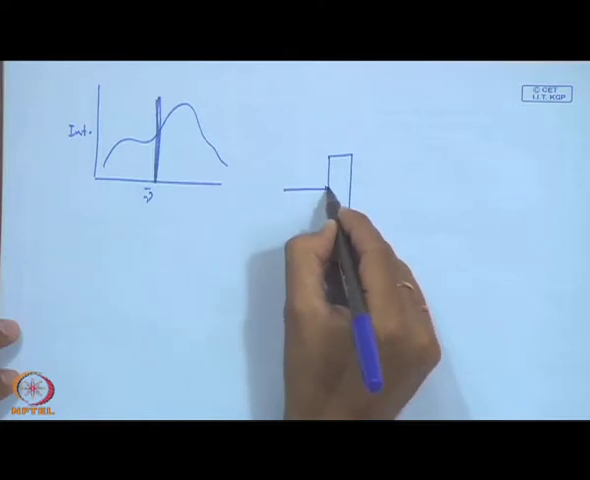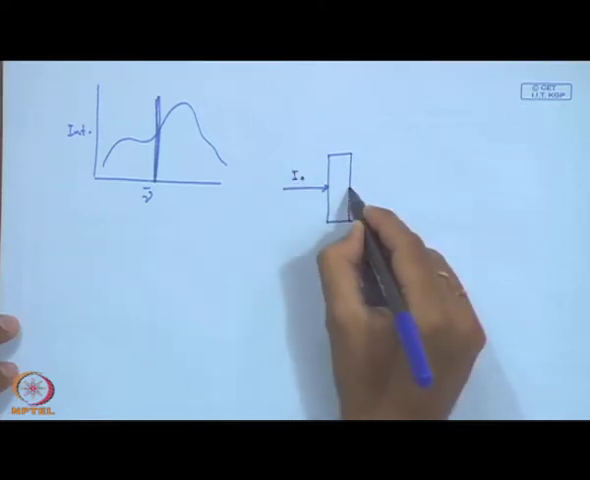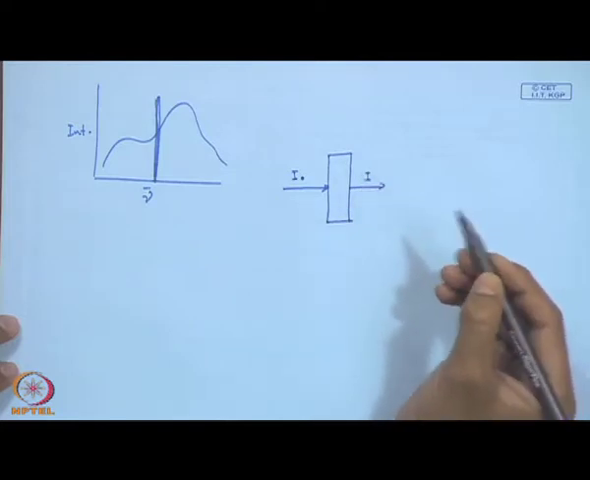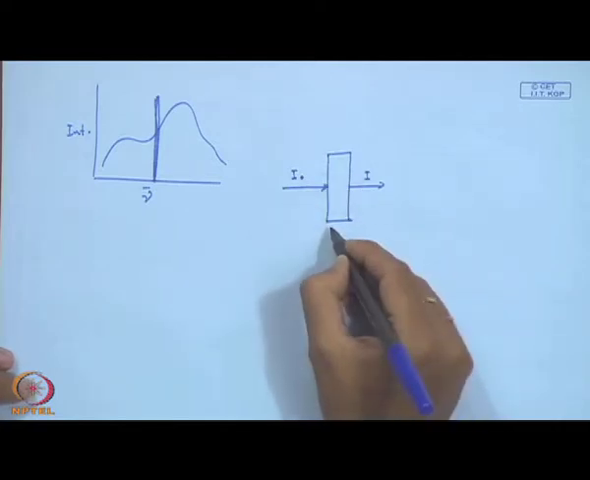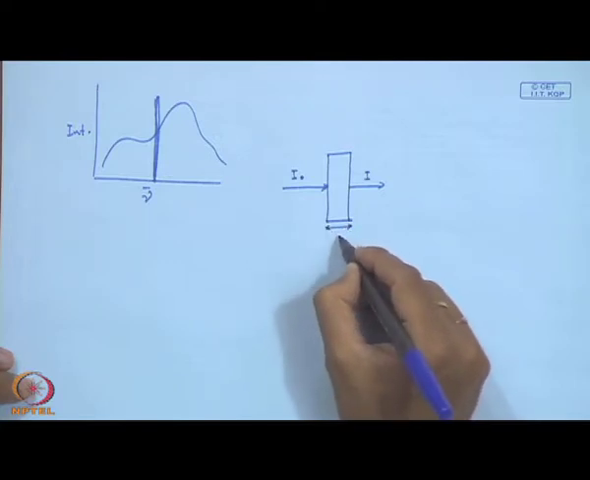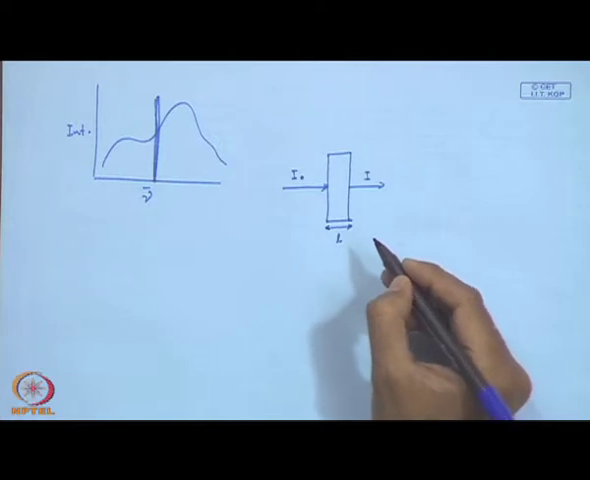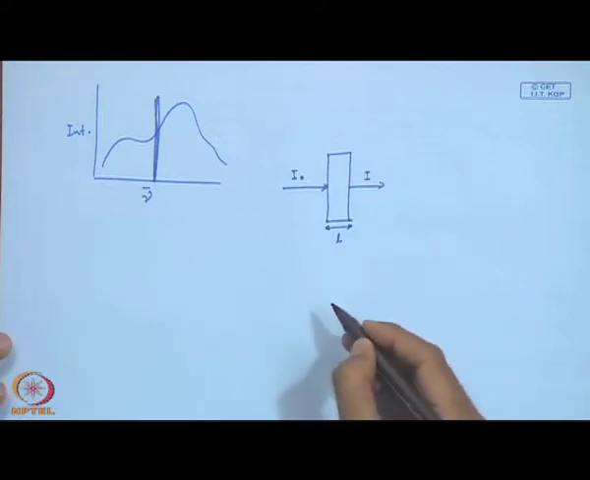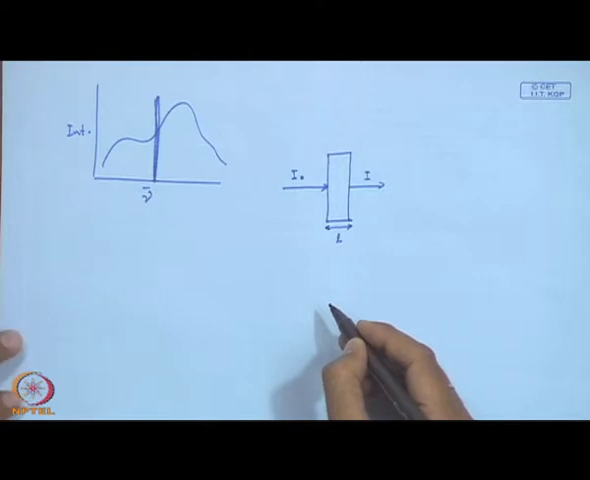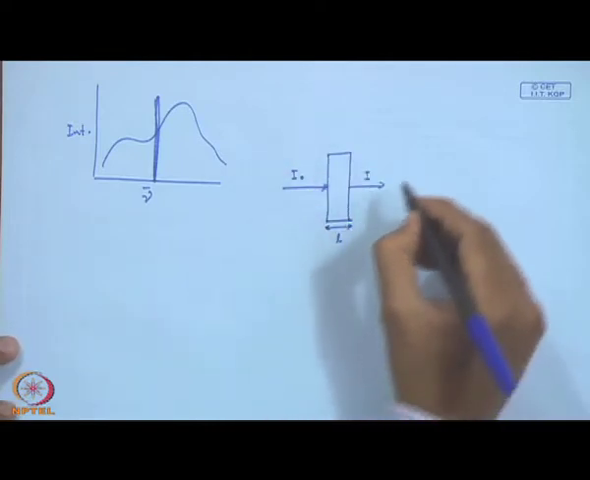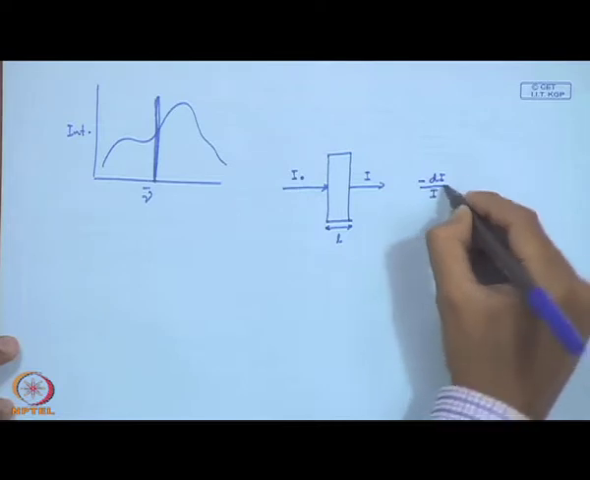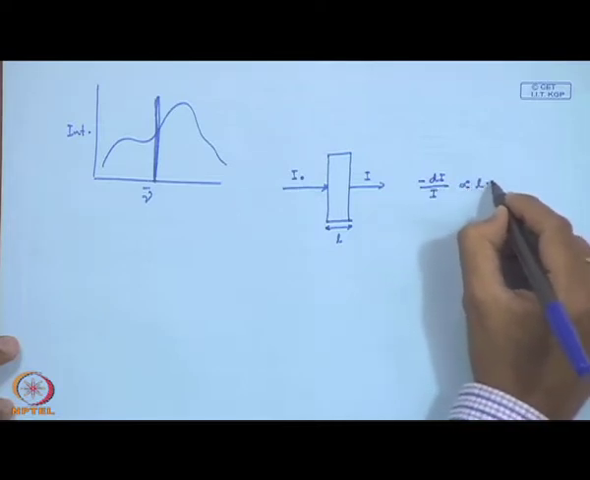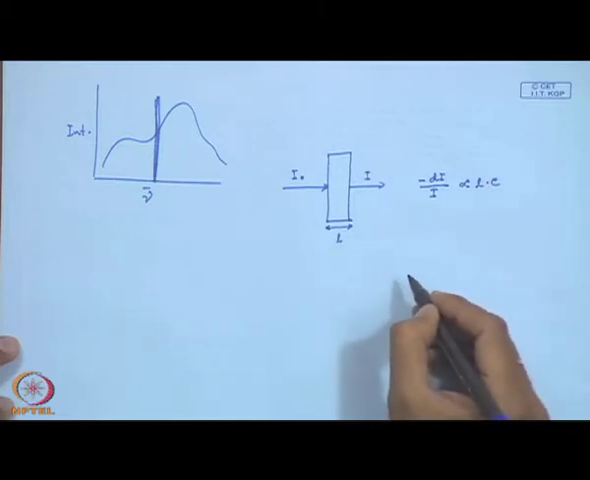Say this is your incident intensity I0, and this is your transmitted intensity I. The decrease in intensity is proportional to this thickness, L, and also proportional to the concentration or the population of the molecules which are interacting with the radiation. So, if we formulate it this way, the decrease is basically minus dI divided by I, which is proportional to L and C.